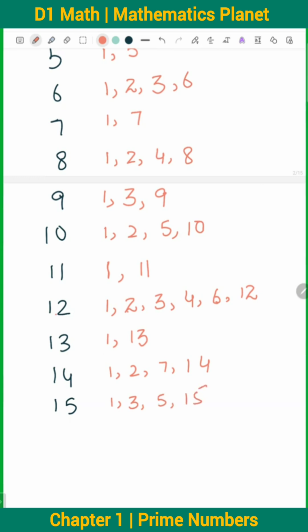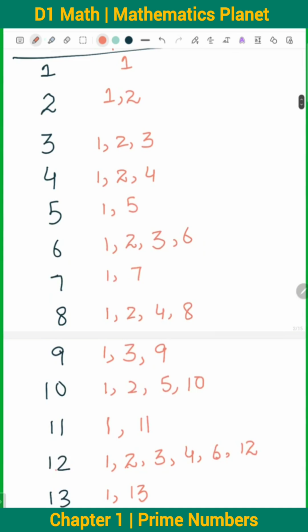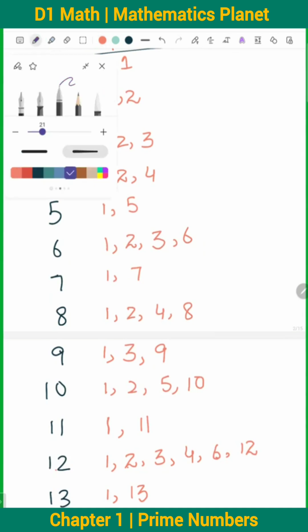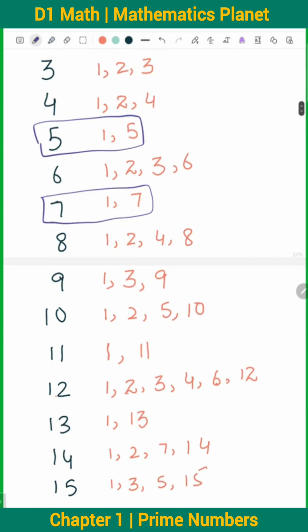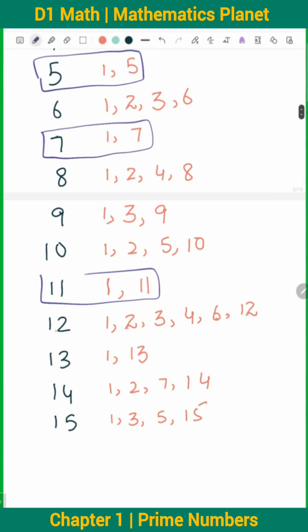Okay. So now, as we have found the factors of all of the following numbers, we are going to see which of the following numbers have only two factors. The numbers that have only two factors, 1 and itself, are called prime numbers. A prime number is a whole number that has exactly two factors, 1 and itself. So let's find all the prime numbers. 2, 5, 7, 11, 13. So the numbers which have more than two factors are called composite numbers.